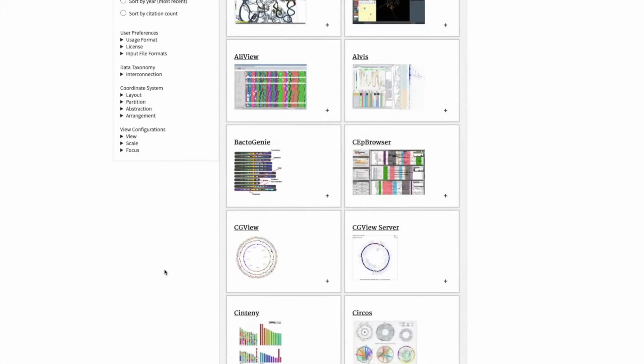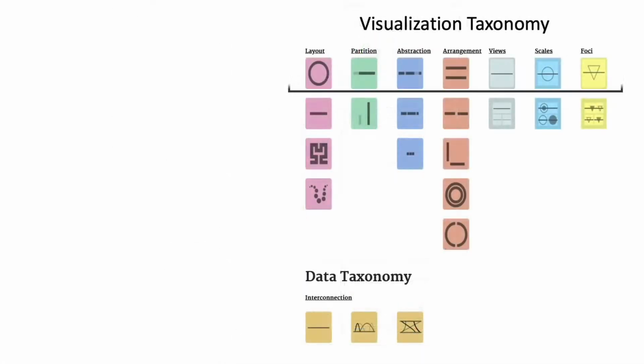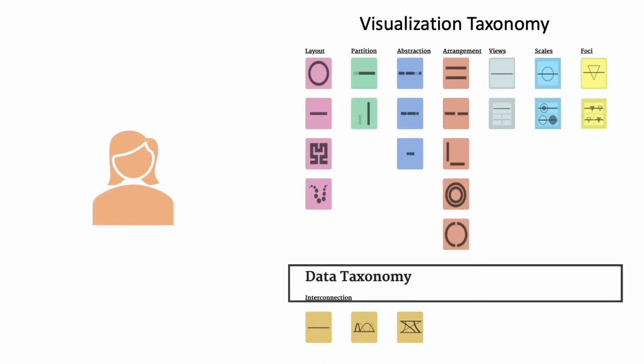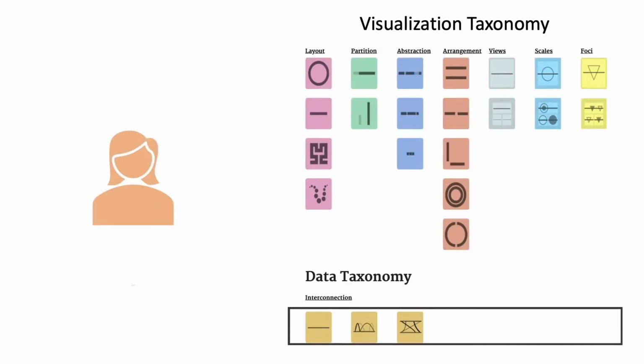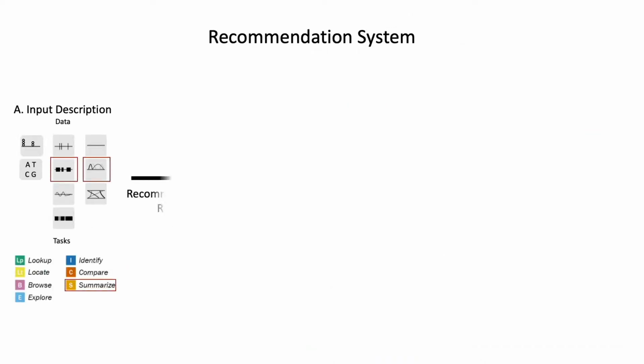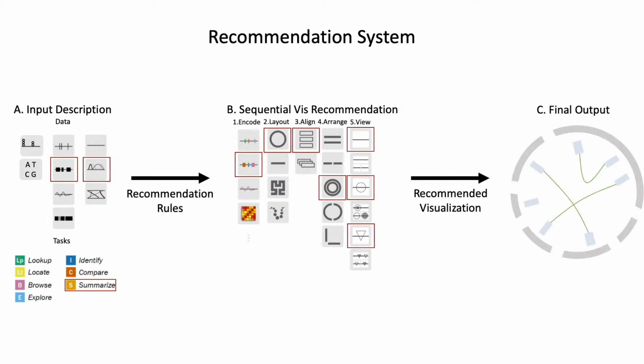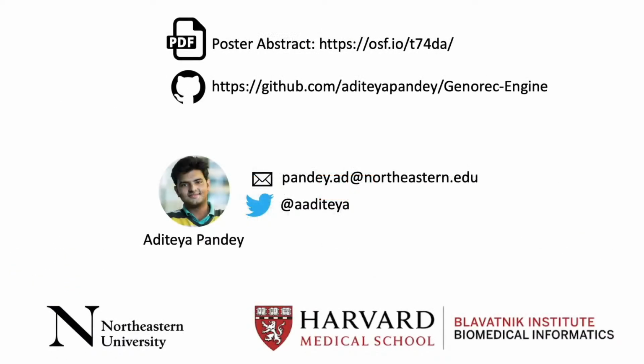Over hundreds of tools exist for visualizing genomics data, leaving analysts with a large design space to analyze before finalizing the visualization. We present a data and task-based recommendation system. The recommendation system uses a sequential model to suggest appropriate visualizations to users. To learn more about our recommendation methodology and results, please visit our poster.